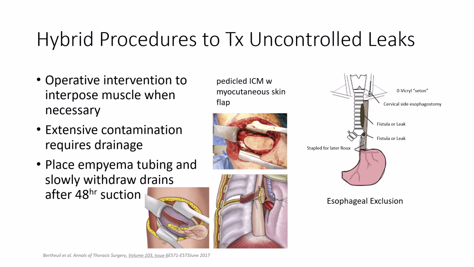This is a particular patient that required a hybrid procedure to control and treat an uncontrolled leak. In this particular patient, we performed operative intervention to interpose muscle in between the esophagus and the outer lining. Extensive contamination of the esophagus when it's perforated requires video-assisted thoracoscopic or robotic or open drainage. Empyema tubing can also be placed, and then the drains can be slowly withdrawn after 48 hours of suction.